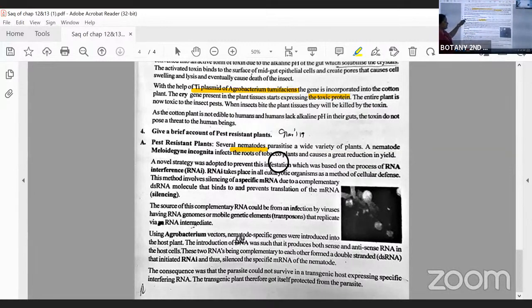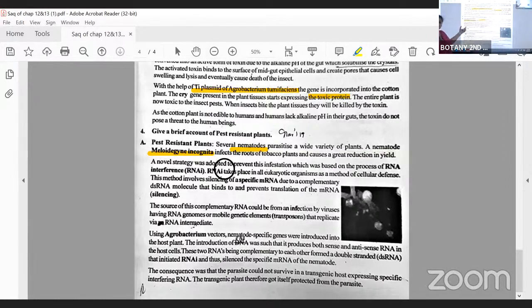So here, the tobacco plant gets the infection from which nematode? Meloidogyne incognita. Meloidogyne incognita. This is the organism name. The M-E-L-O-I is silent. Meloidogyne incognita. If you write spelling mistakes, 1 mark can be deducted. That much important is the organism name here.